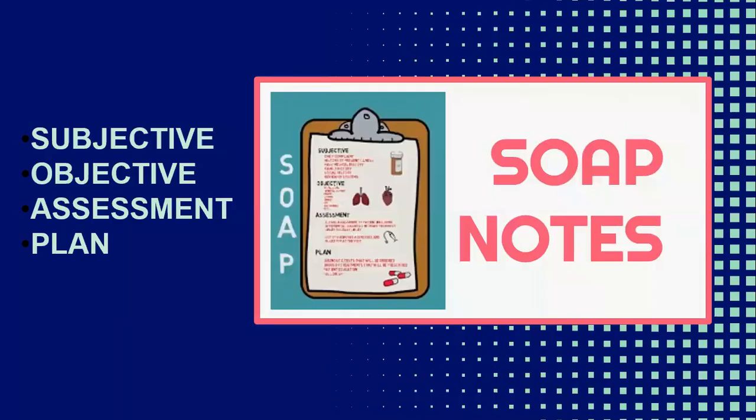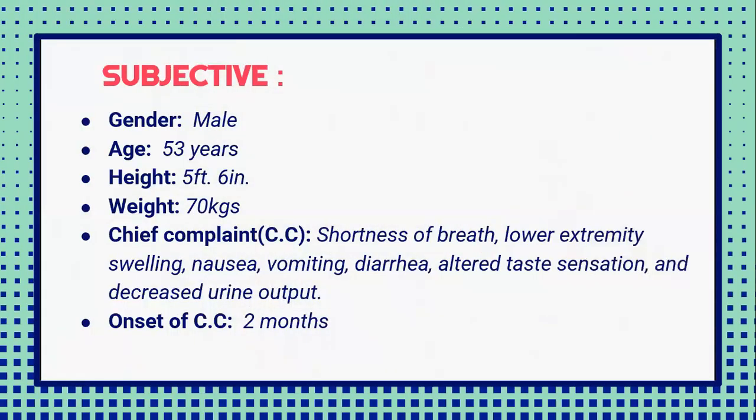SOAP notes: subjective, objective, assessment, and plan. Subjective: the gender is male, age 53 years, height is 5 feet 6 inches, weight 70 kg. The chief complaints for which he has presented to the hospital are shortness of breath, lower extremity swelling, nausea, vomiting, diarrhea, altered taste sensation, and decreased urinary output.